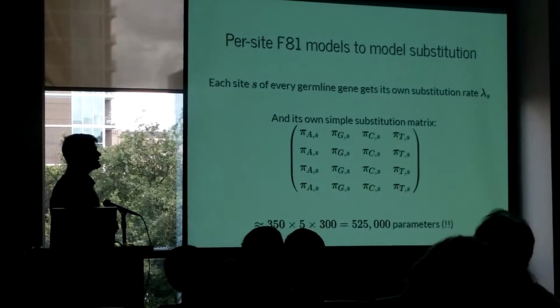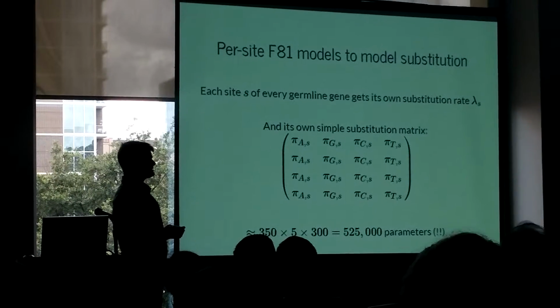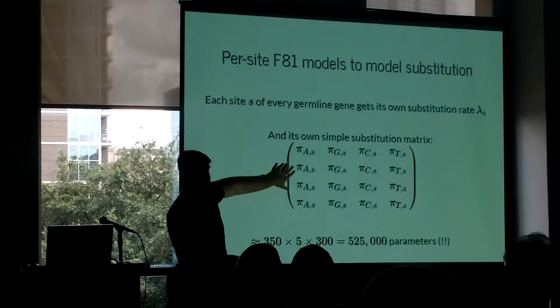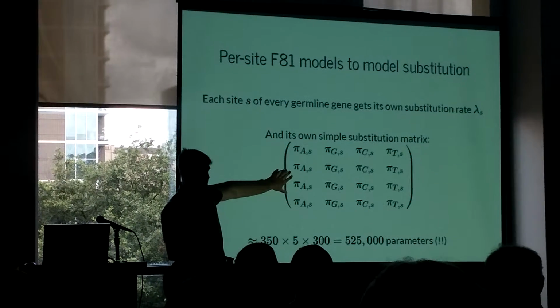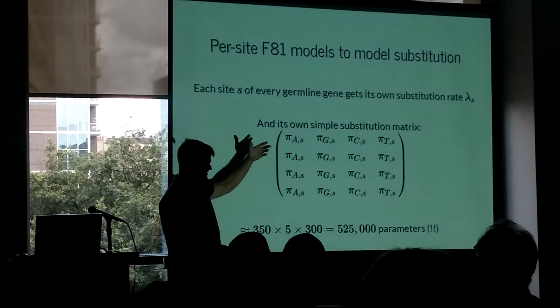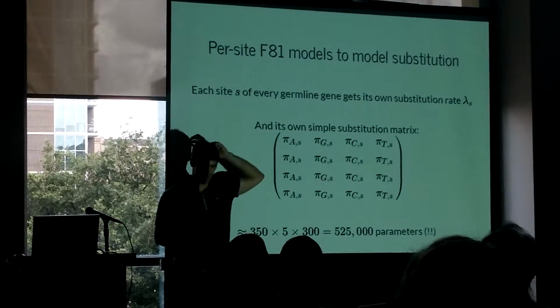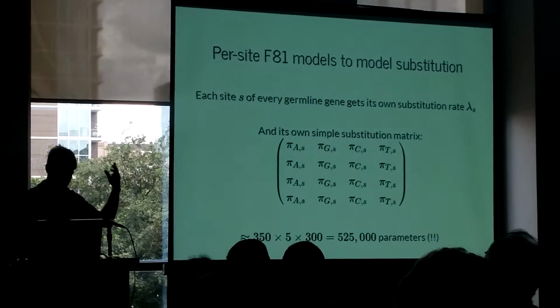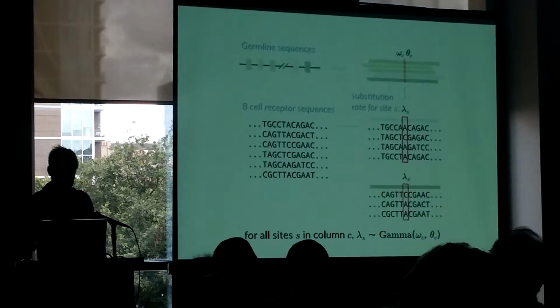So we're going to model this using per site F81 models. Every site gets a rate, and every site gets its own substitution matrix. We have lots of genes with lots of sites, and so we get to a massive number of parameters. It's sort of absurd to try to fit this number of parameters without some sort of regularization.